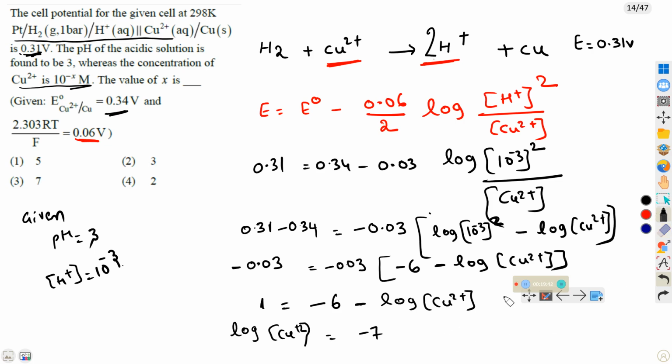Log Cu2+, then it can be written as 7 is equal to negative log of Cu2+ ion concentration. If you want the Cu2+ ion concentration, then it can be written as Cu2+ ion concentration is 7.